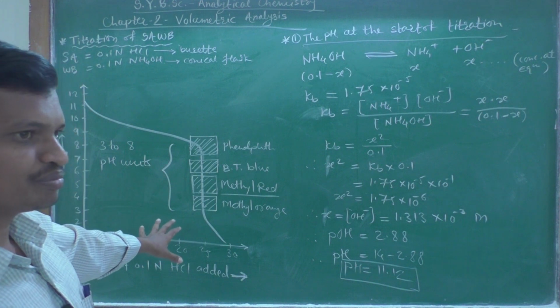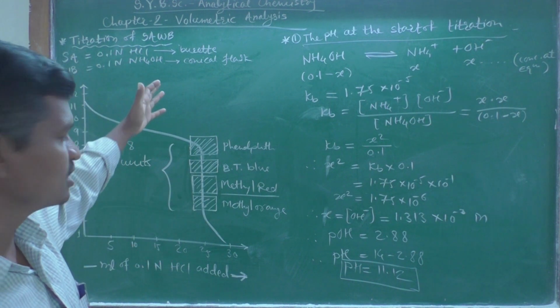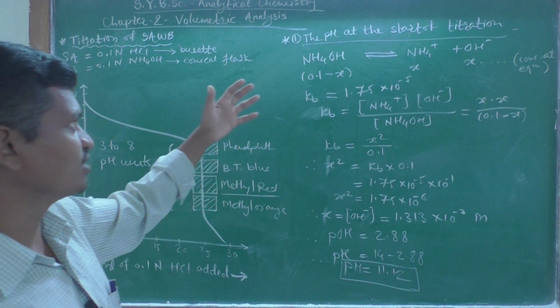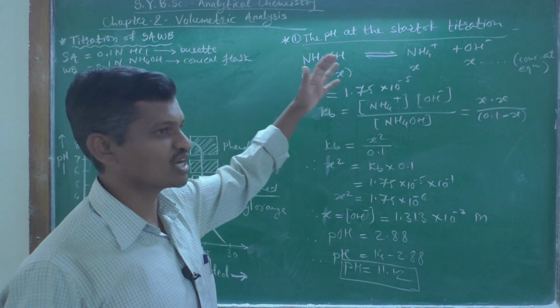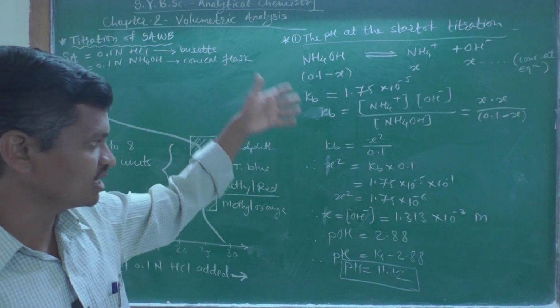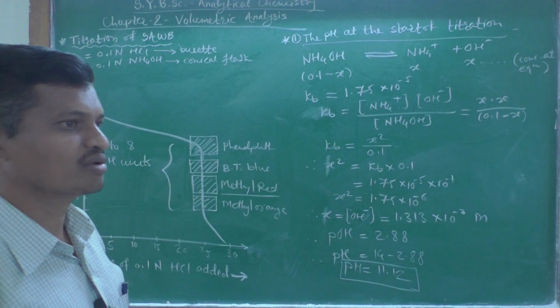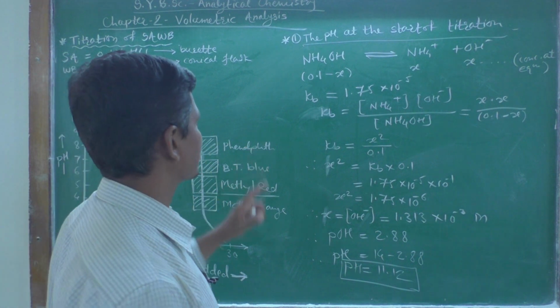What we have taken first: what the titration is, the nature of the graph, then the choice of the indicator, then the first calculation for the pH at the start of titration. In this way we can put our calculation. So this is the first calculation.